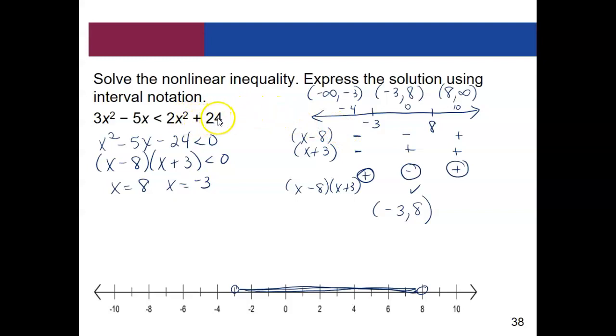Okay, on this one, you first need to take everything over so you have 0 to compare it to, then factor that and find your cut points. We'll put those 2 cut points on the number line and set up our intervals and our test points. And then with these, check those, and we end up with a positive interval, a negative interval, and a positive. Because this is a less than 0 here, we want to choose the negative interval, which is this one from negative 3 to 8. And these are going to be parentheses because this is a less than here. So we'll graph that, and you'll see what the graph looks like here.